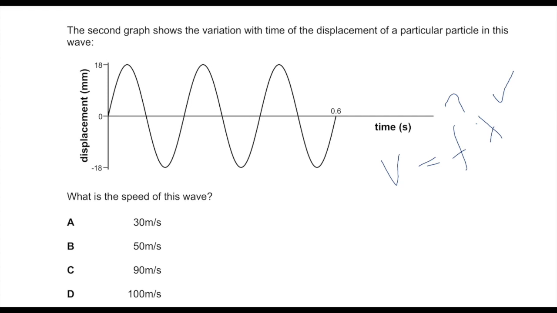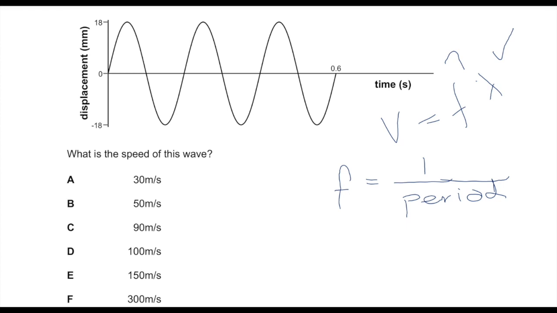We can work out what the frequency is because the frequency is equal to 1 over the period. And the period is the time taken for a wave to complete one full oscillation. And we can work this out from the second graph. So the second graph, to complete 3 full oscillations, 1, 2, and 3, it takes 0.6 seconds. So to complete one oscillation, it would take 0.2 seconds. Therefore, the frequency would be 1 over 0.2, which is equal to 5.